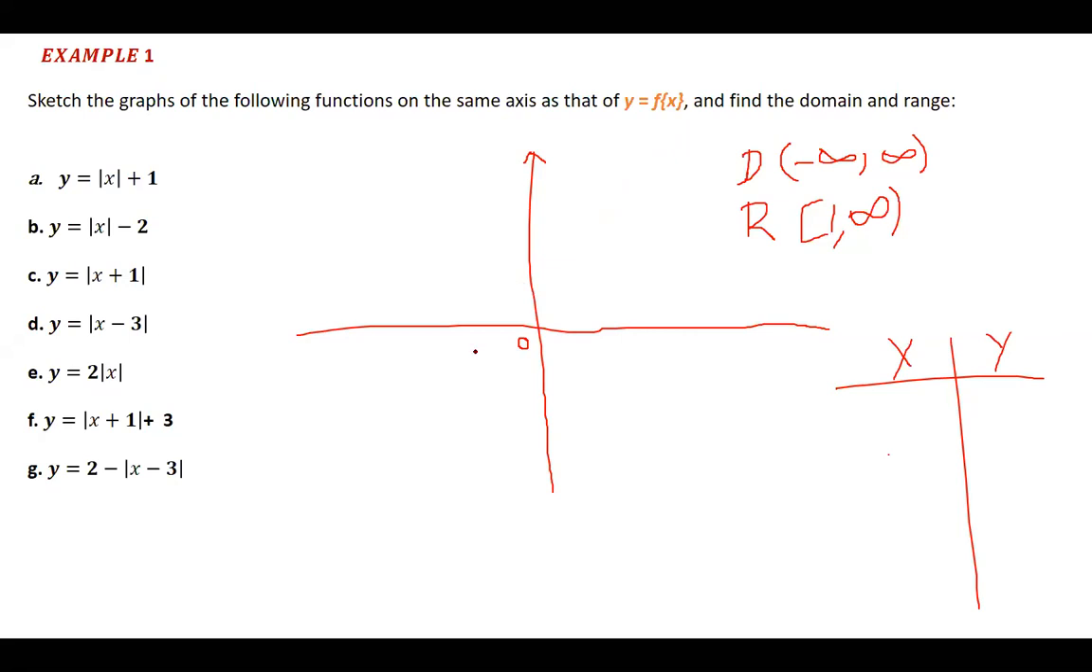Okay, so we move on to this one. This one is just the same as this. The only difference is that this one is a -2. If there's a -2, it means that it's going to cut the y-axis at -2 like that. And then it will still face up like that.